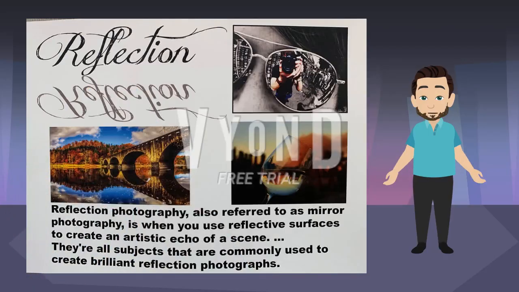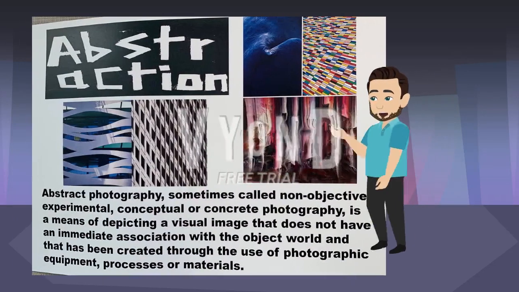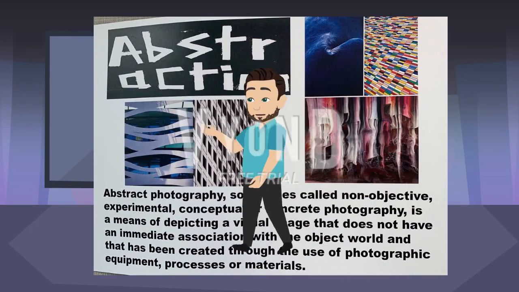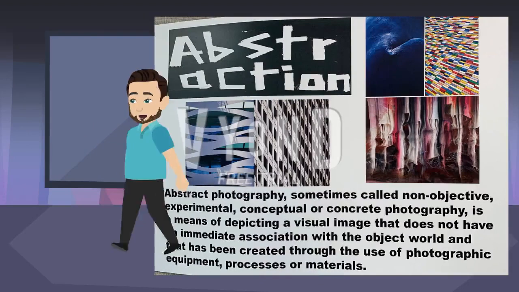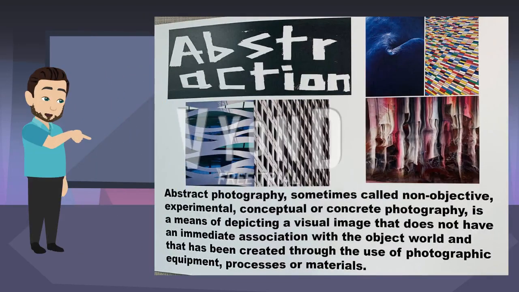Reflection photography, also referred to as mirror photography, is when reflective surfaces are used to create an artistic echo of a scene. Abstraction photography, sometimes called non-objective or conceptual, is a way of depicting a visual image that does not have an immediate association with the object and has been created with experimental equipment, processes, or materials.